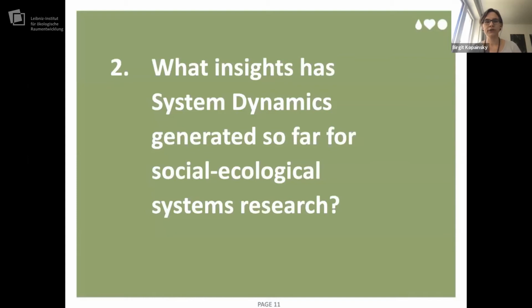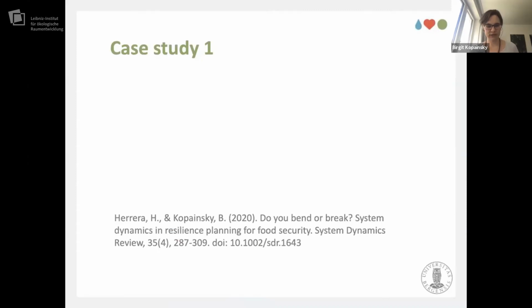So let's move on to the second block, to the kinds of insights that system dynamics has generated so far in social-ecological systems research. And I'll start with my own case study, which is, it's a little exaggerated saying it's my own case study. It's a case study that I did with a previous PhD student, not with a current PhD student. I do feel much more competent to talk about this because it's right down my avenue.